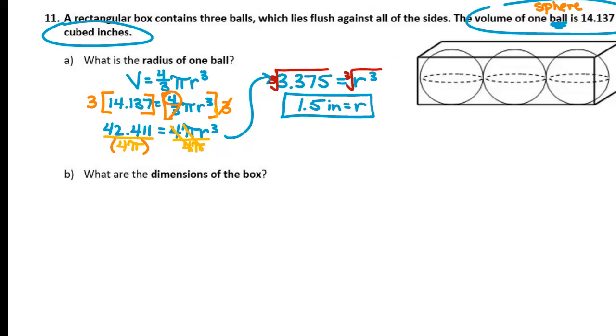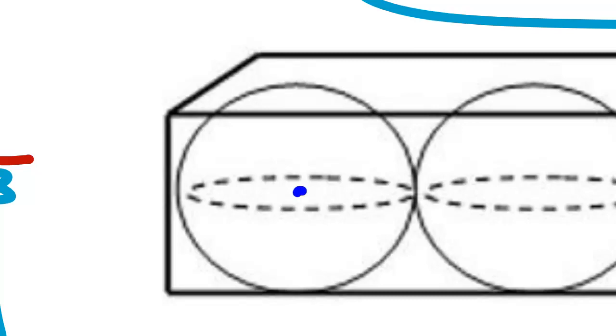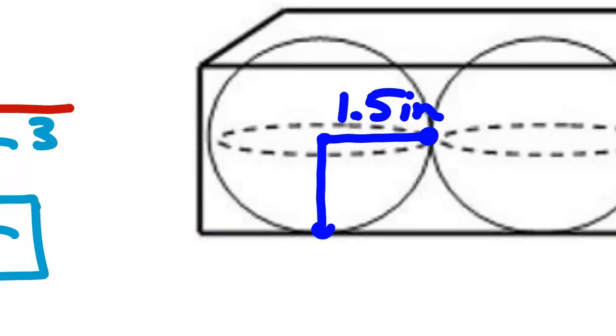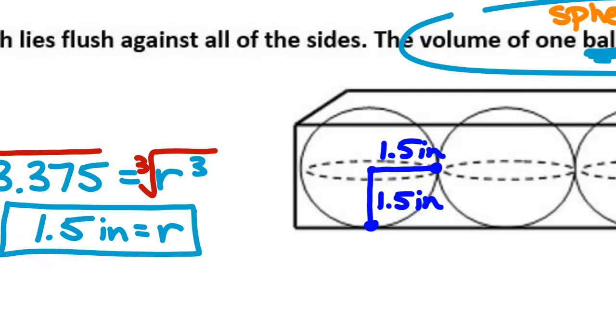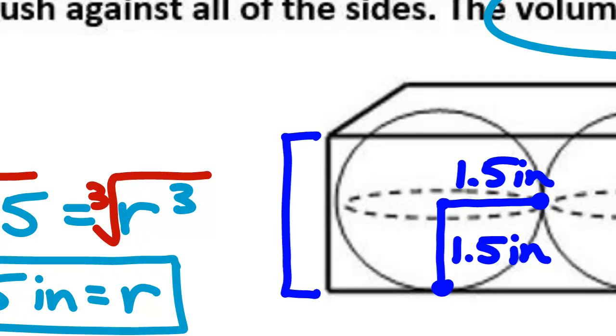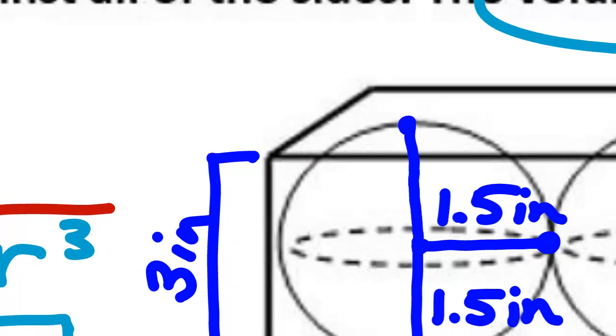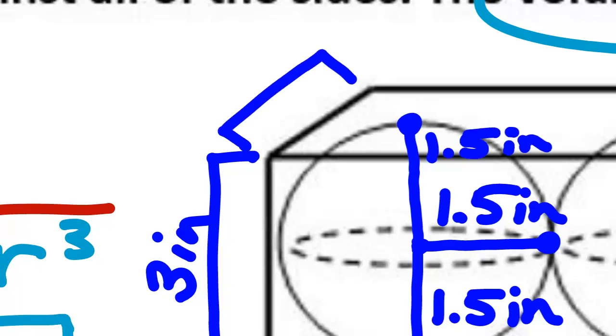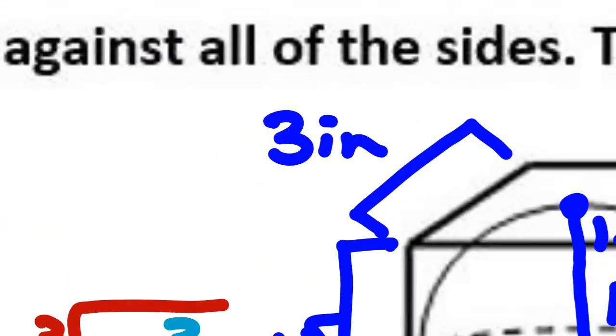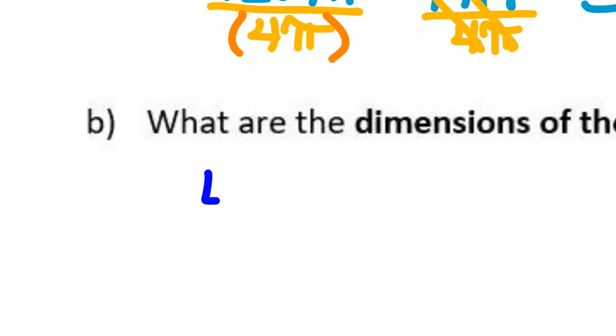What are the dimensions of the box? Okay, so what we found was this, 1.5 inches. And that's in all directions on this sphere, right? So how tall is the box? 3 inches. Because it'd be 1.5 inches to the bottom and 1.5 inches to the top. How wide is the box? 3 inches.